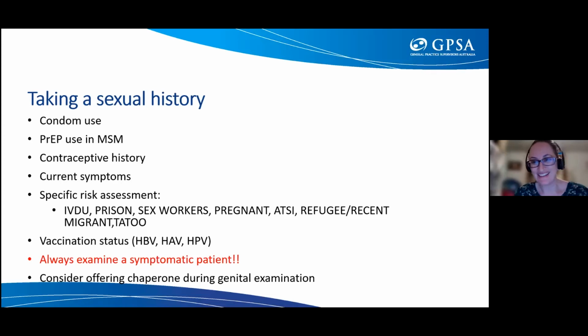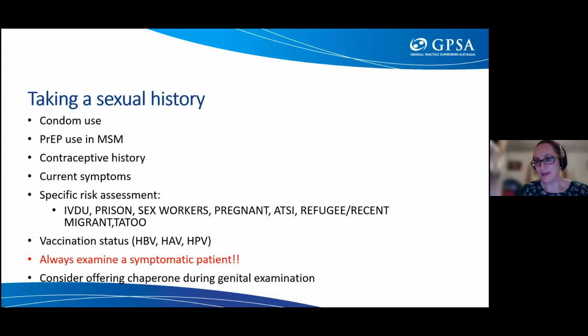And just to flag, in the research setting, there is some emerging research that shows that the Bexsero vaccination actually does have some protection for gonorrhea. But obviously, we're not recommending Bexsero; that's more of just an interesting little research snippet that's been shown.